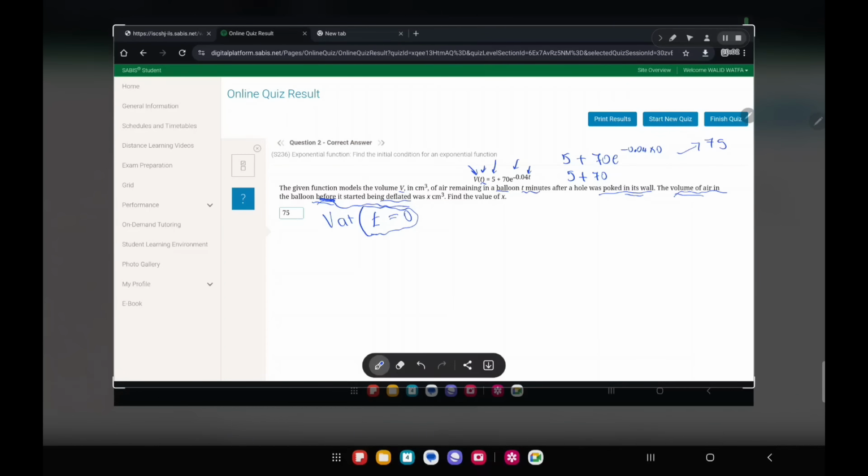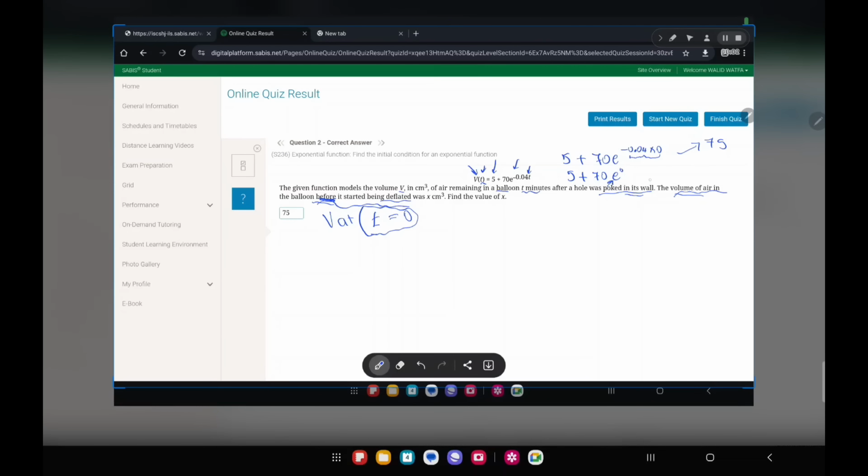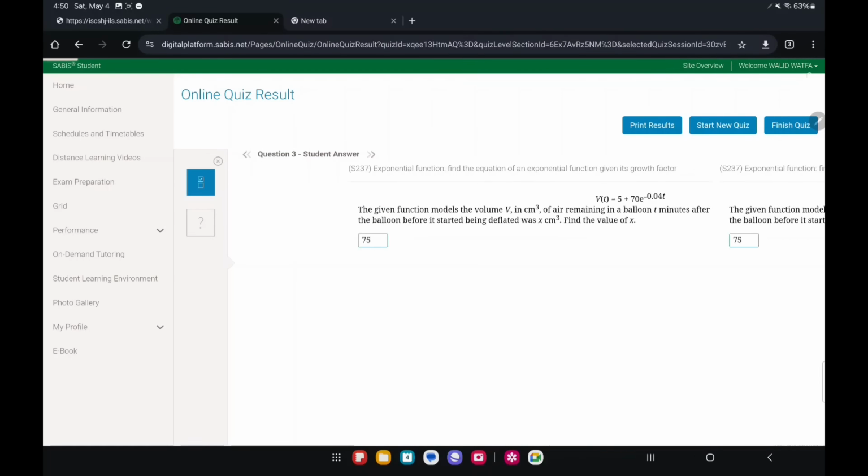But for those of you who don't have the e in their calculator, you can put 5 plus 70e to the power of negative 0.04 times 0, which is 0. Anything to the power of 0 is 1, so it's going to be 5 plus 70 times 1, since e to the power of 0 is 1. And you're going to get 75. Yeah, 5 plus 70 is 75. Very easy. Save. Question 3.